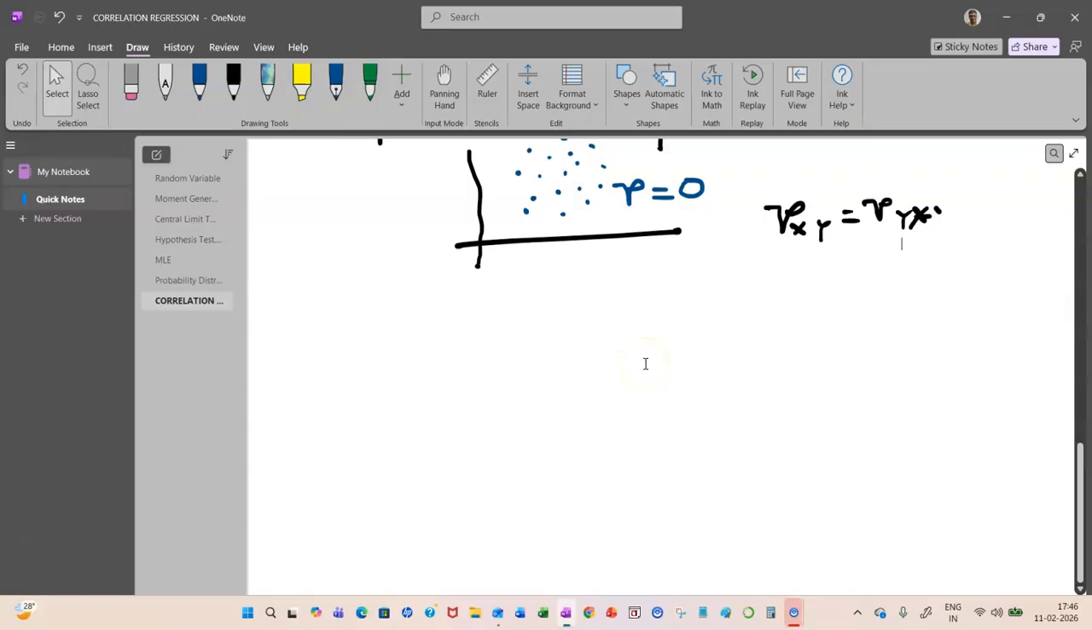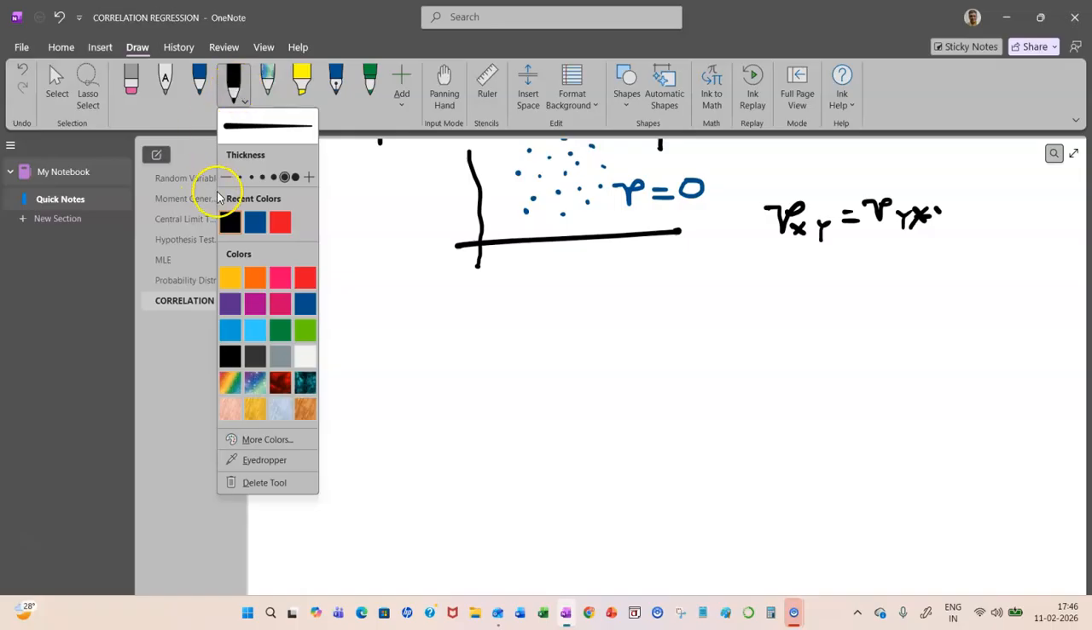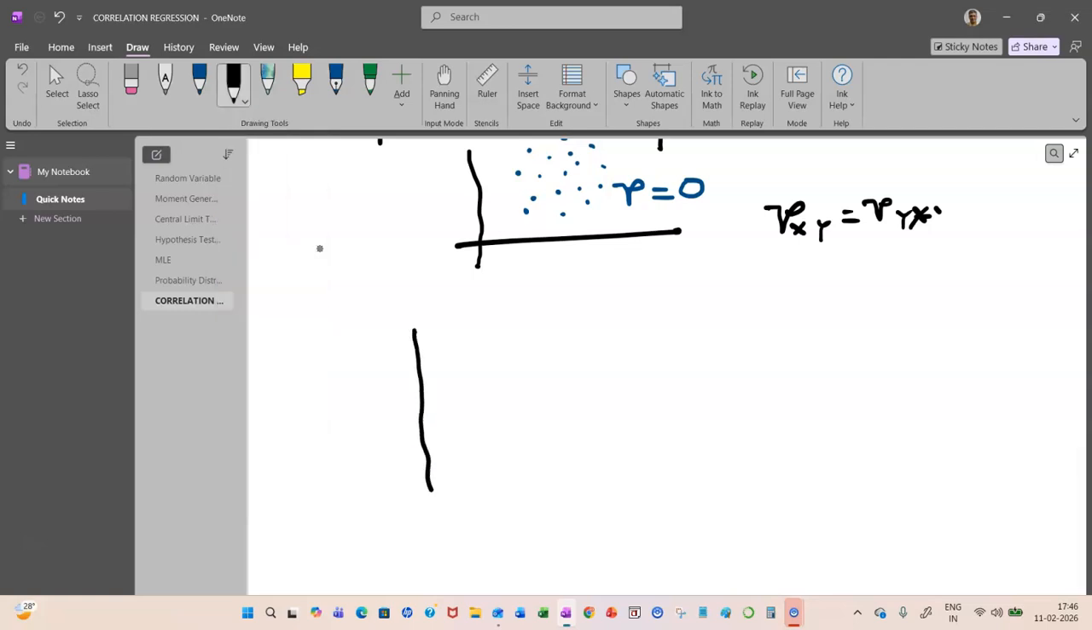For regression, we again have a bivariate setup. This correlation coefficient calculation need not be bivariate. It could be multivariate also, and then the partial correlation, etc., comes in. I am not going into it. For now, let me talk about regression.